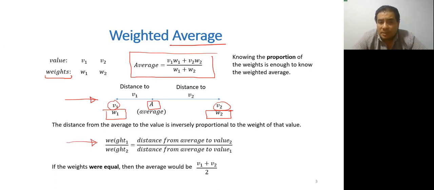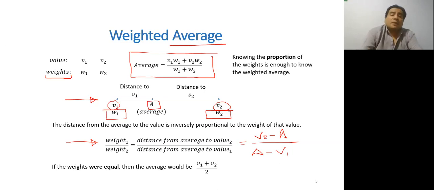We can express this inverse proportion in this way. Weight of value 1 is to the weight of value 2 as the distance from the average to value 2 is to the distance from the average to value 1, which you can express simply as the difference: value 2 minus average, and the first distance would be the average minus value 1. In the case where the weights of the values are equal, then the average would be a simple average. All right, let's see an example of how to use this concept.